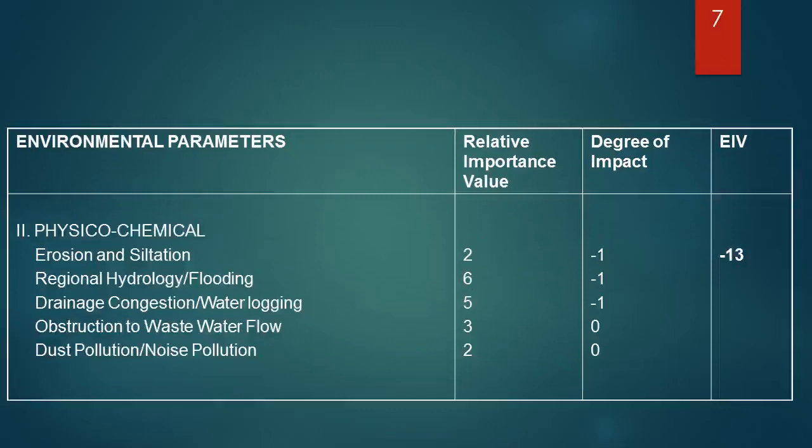The second environmental parameter is the physico-chemical, including erosion and siltation, which has 2 relative importance value and -1 degree of impact. Regional hydrology and flooding has 6 relative importance value and -1 degree of impact, and drainage congestion, that is water logging, has 5 relative importance value and -1 degree of impact, while obstruction to the wastewater flow has 3 relative importance value and 0 degree of impact, and dust pollution or noise pollution has 2 relative importance value and 0 degree of impact. The overall environmental impact of physico-chemical is -13.